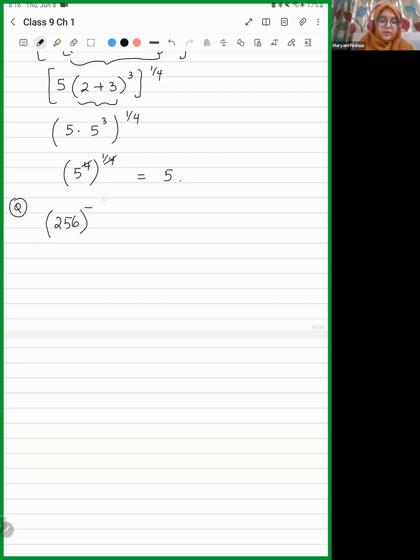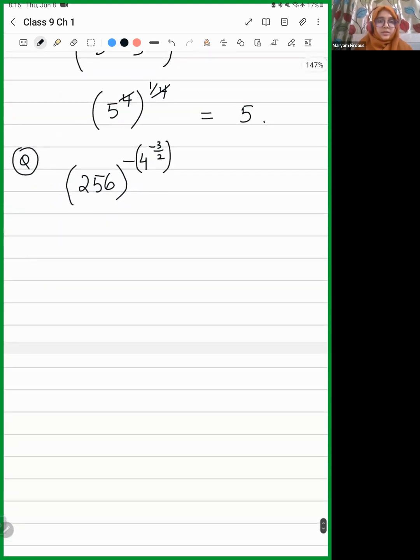256 to the power minus 4 to the power minus 3 by 2. Yes, ma'am, it's like this. Now, what do we do now? Ma'am, is it 4 minus 3 by 2? Yes, it is 4 to the power minus 3 by 2. Let me zoom it in. Are you able to see it? Yes, ma'am.